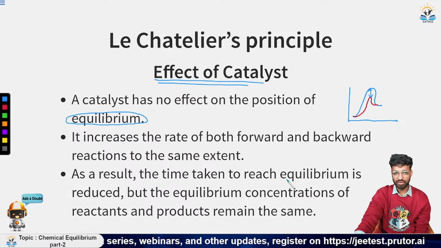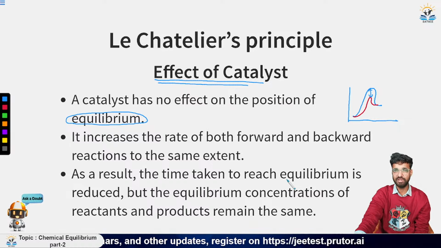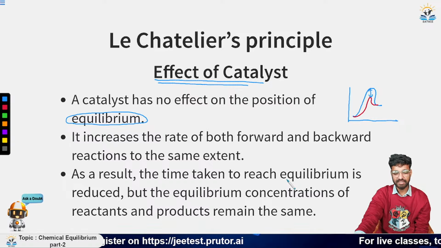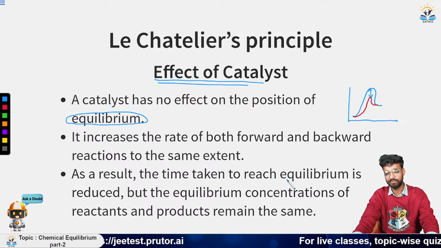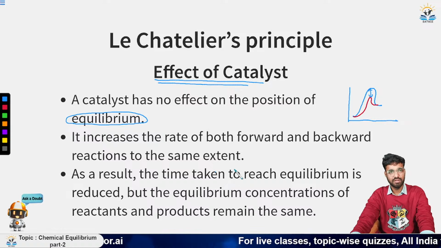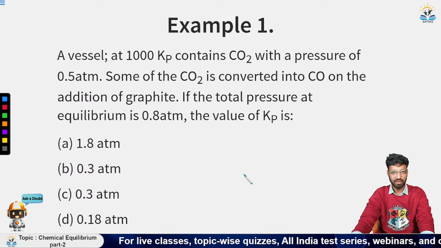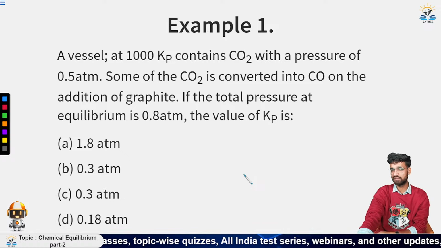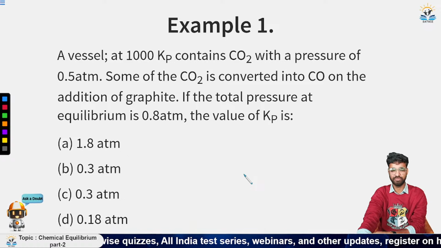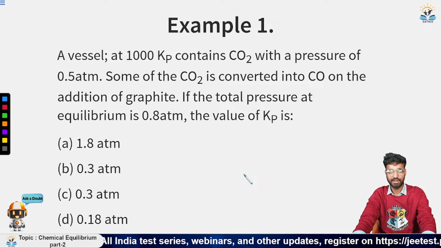So the two things that do not have any effect on the equilibrium are, first, the addition of a catalyst, and second, the addition of inert gas at constant volume. Okay. So this was the Le Chatelier principle. Now let us see some questions. These questions are from yesterday, so I'm just giving a quick overview again because some were done wrongly.